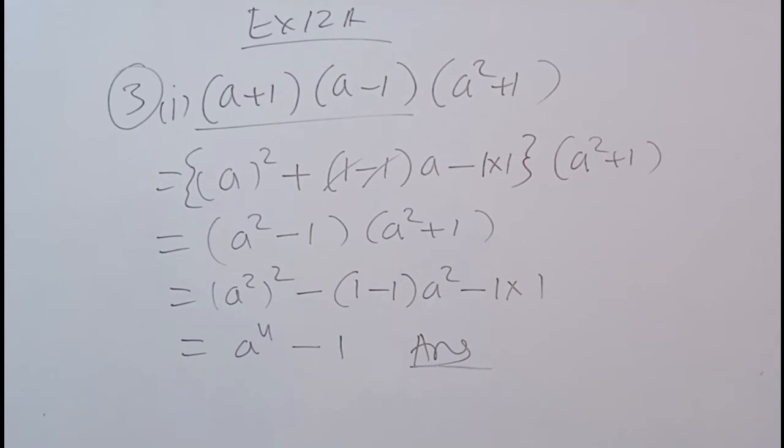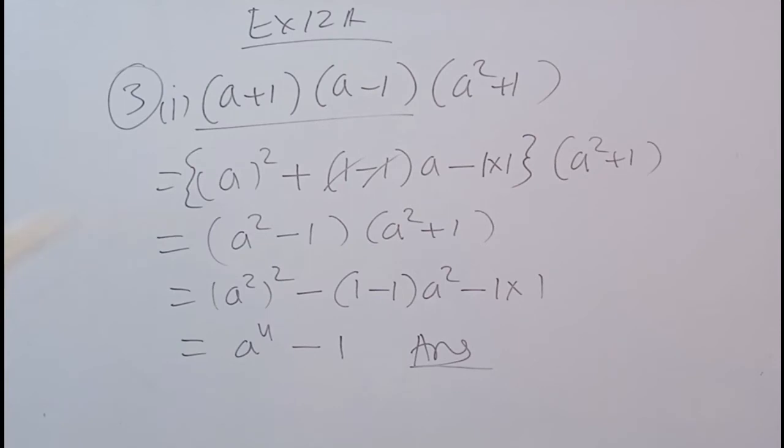Children, now taking question number 3, first part, that is (a + 1)(a − 1)(a² + 1). So use the identity for the first two brackets, that is (a + 1)(a − 1). That will give you a² + 1 − 1, a − 1 into 1, and a² + 1 we will leave as it is. So for the product we will get a², the 1 minus 1 will cancel each other, giving 0. So this term will become 0 and we will get a² − 1 in the first bracket, and a² + 1, which is already written, is the last bracket.